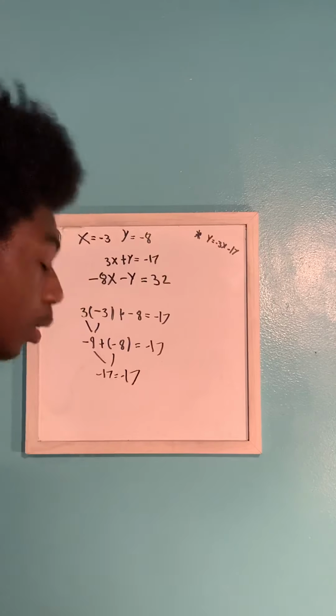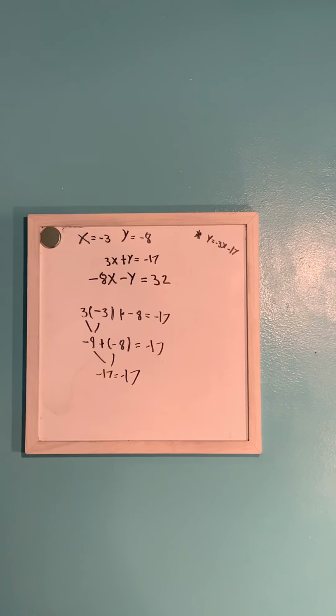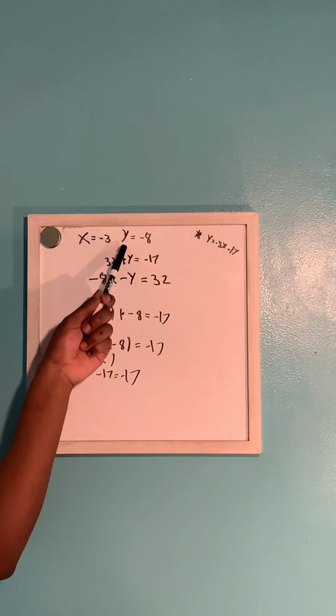And that is how you solve a system of equations using the substitution method. Our answer was x equals negative 3 and y equals negative 8.